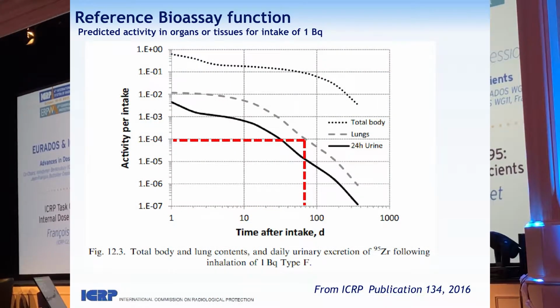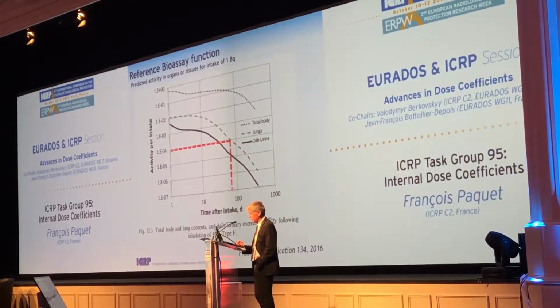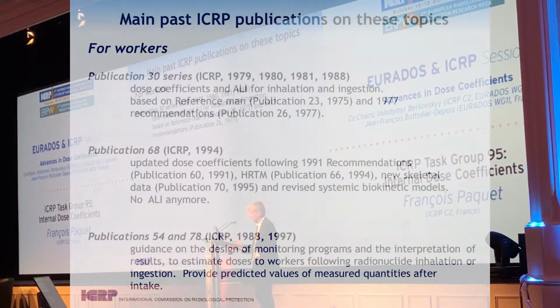Anyway, because ICRP is very nice, we still provide the former reference bioassay functions, which allow you, at every time after the intake, to determine the activity per intake, knowing the activity in different bioassays.